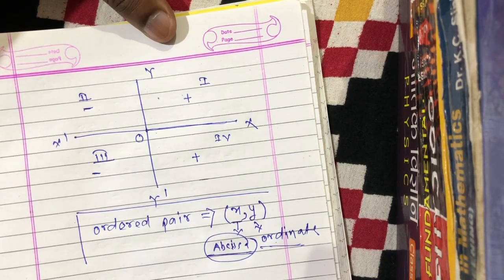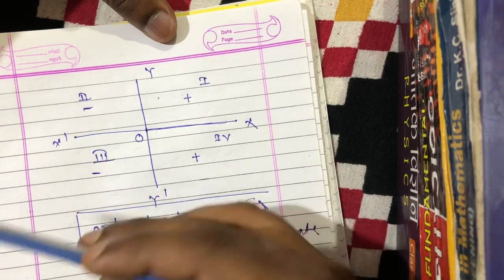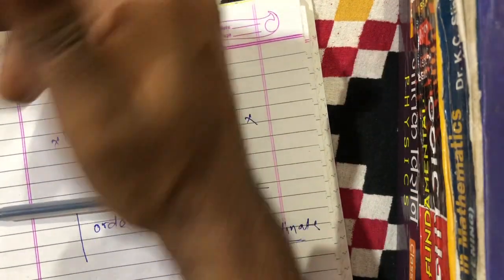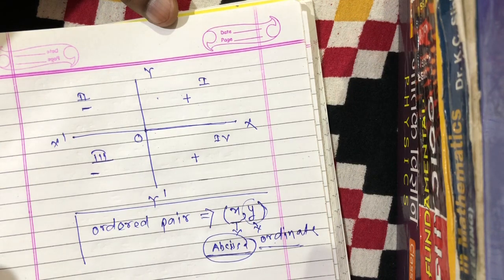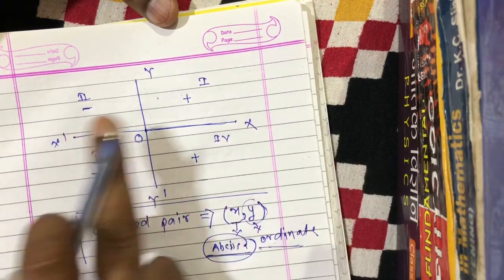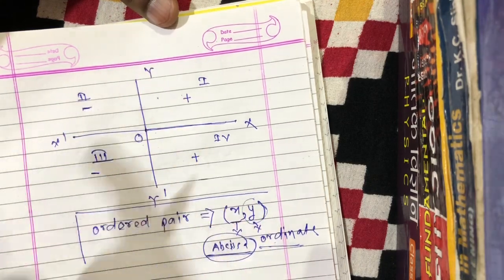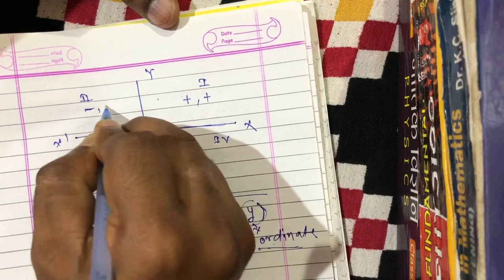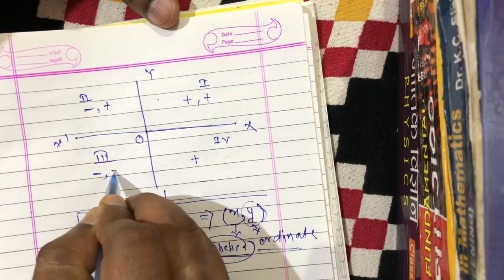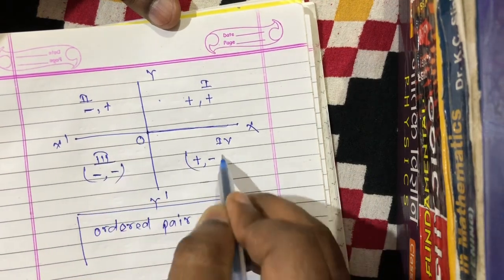Now we will discuss the value of y. We know that when we move upward, that is perpendicular above the origin, the value is taken as positive. So you can see that in the first and second quadrants, the value of y will be above the origin. Therefore, these two values will be positive, and similarly in the third and fourth quadrants, it will be negative.